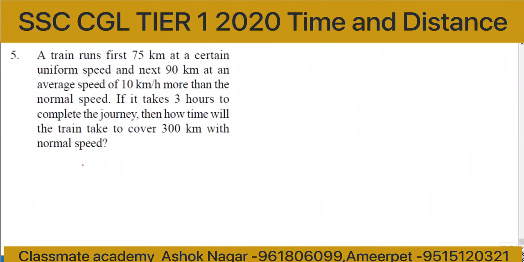Train runs first 75 kilometers at a certain uniform speed and the next 90 kilometers at an average speed of 10 kilometers per hour more than the normal speed. If it takes 3 hours to complete the journey, then what time will it take to cover 300 kilometers with the normal speed? All right. What is time 1 plus time 2 put together? 3 hours. What is time 1? 75 kilometers with the normal speed S. What is time 2? 90 kilometers with the speed which is 10 kilometers per hour more.